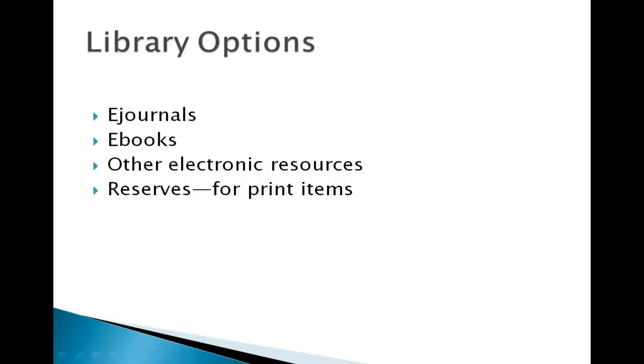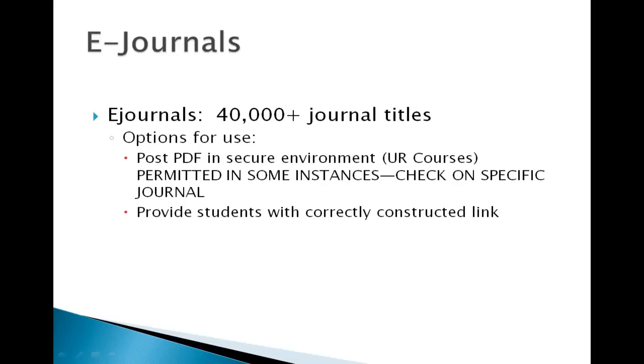So library options. The library has a lot of resources available to help you teach your students and get information and material to them in a copyright compliant way. And this includes e-journals, e-books, other electronic resources, and reserve service for print items. As I mentioned earlier, the library has over 40,000 electronic journal titles, and there's different ways you can make use of this content for your students, to distribute to your students.